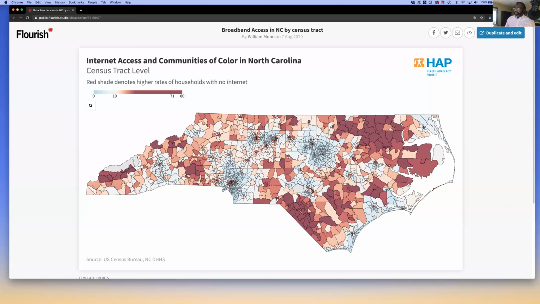I just want to point your attention to this other map that I did around internet access in communities of color in North Carolina. And so what you see here in darker red are census tracts. So that gives us a better idea of things on a neighborhood level. And what we see here, particularly in Eastern North Carolina and in Robeson County, Anson County, and in Scotland County, there's huge swaths of neighborhoods that just don't have access to internet.